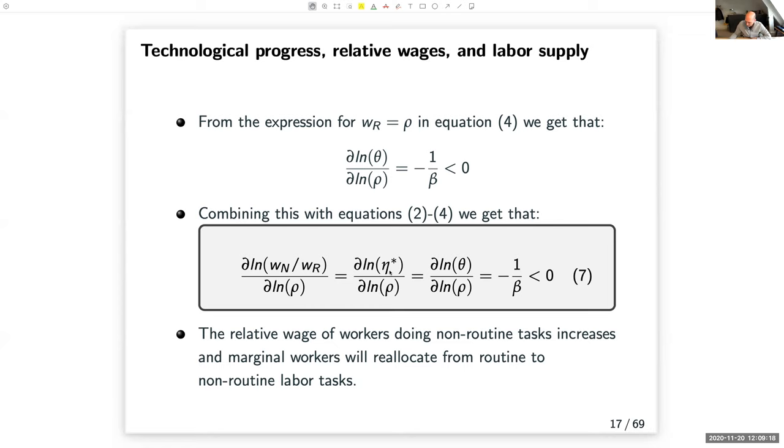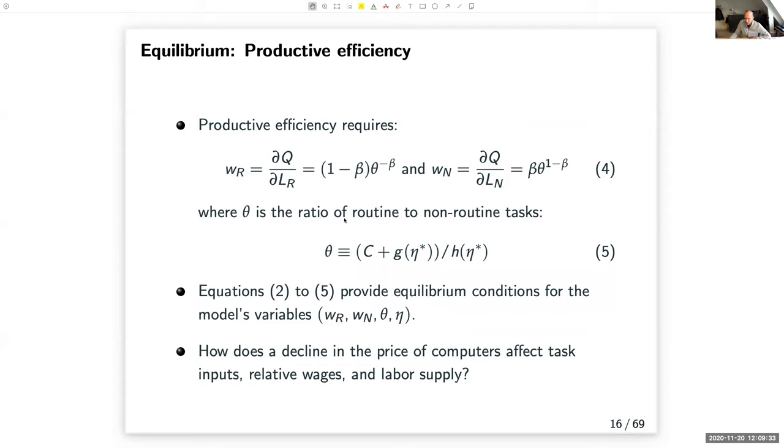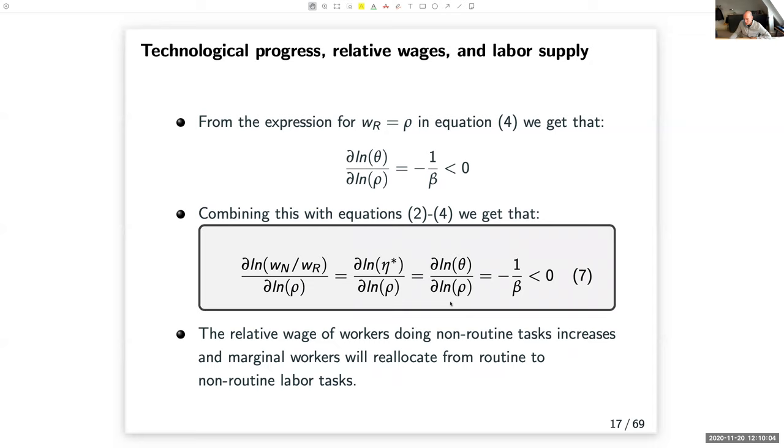And you can show that this first term here is equal to the change in log of theta over the change in rho. And that's, again, if I go back one slide, very simple to do. You just take WN, you divide by WR, and you'll see that then the change in that ratio relative to WR or rho is going to be the same as the change in ln theta with respect to ln rho. So this term here is going to be equal to this term, and we know how much this is.